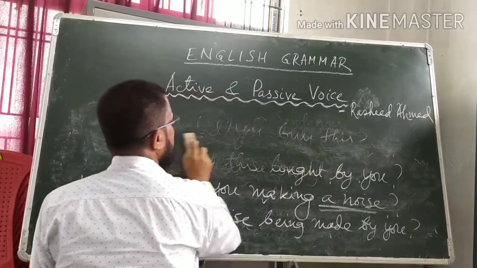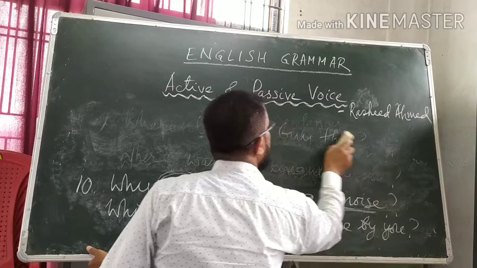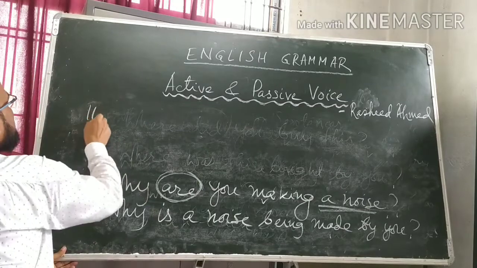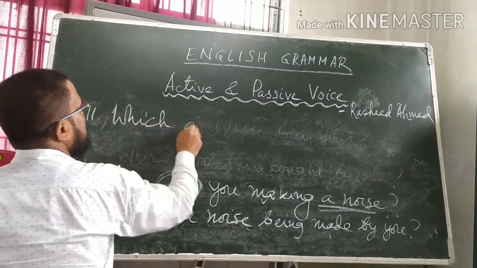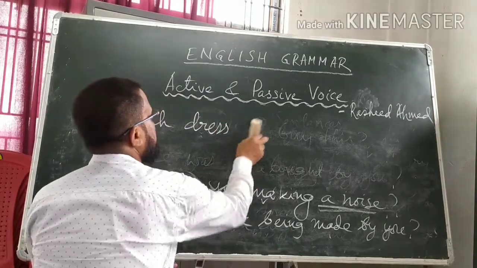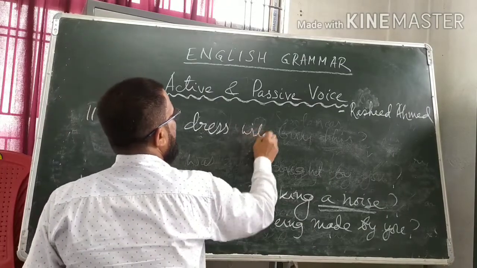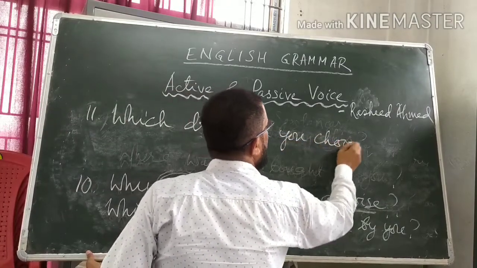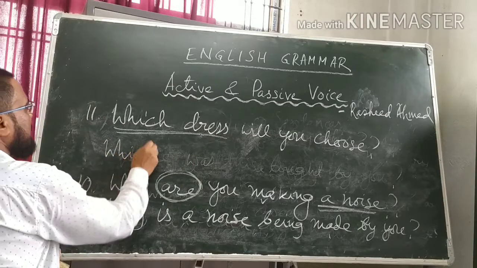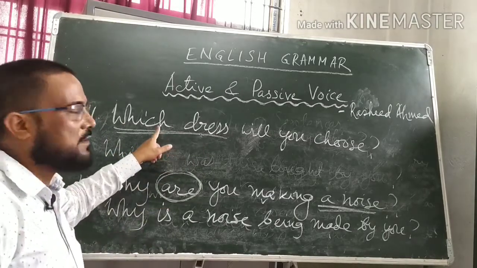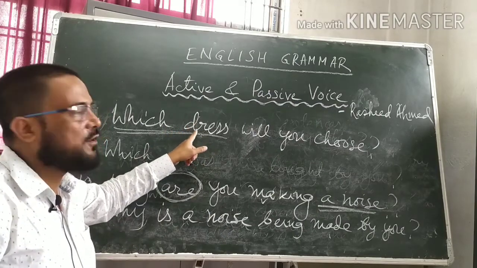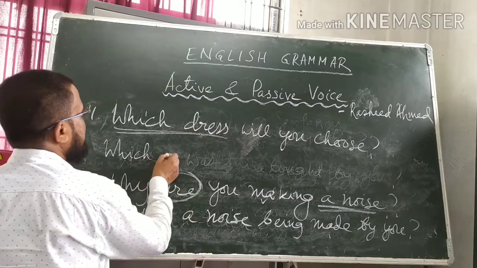And then comes another example. Which dress will you choose? Which dress will you choose? Which dress? In passive again it will be which dress. When the WH word is which, then there will be a noun immediately after it. You have to take the noun along with which. Which dress will remain which dress again.